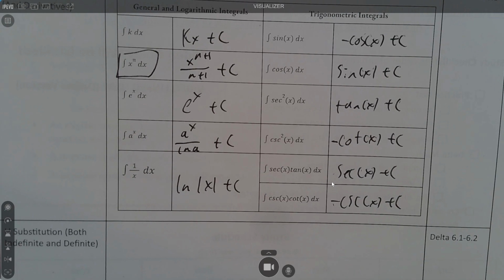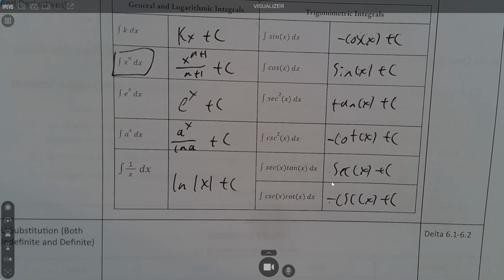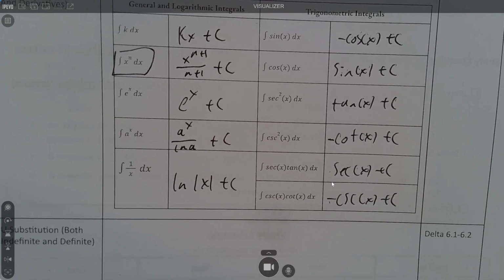So these are all the main integrals you need to know for the test and for the AP test as well. These are the big ones.